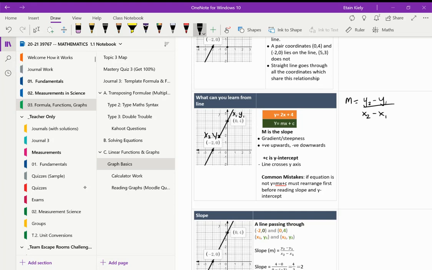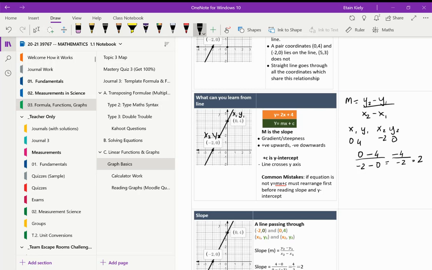Often it's nice to write them in a table, x1, y1, x2, y2, so that we don't make any mistakes when we're taking our values. So we have 0 and 4, and then we have minus 2 and 0. We want to start with y2, which is 0, minus y1, which is 4, all divided by x2, which is minus 2, minus x1, which is 0. So we're going to have minus 4 all over minus 2, which gives us a positive 2.